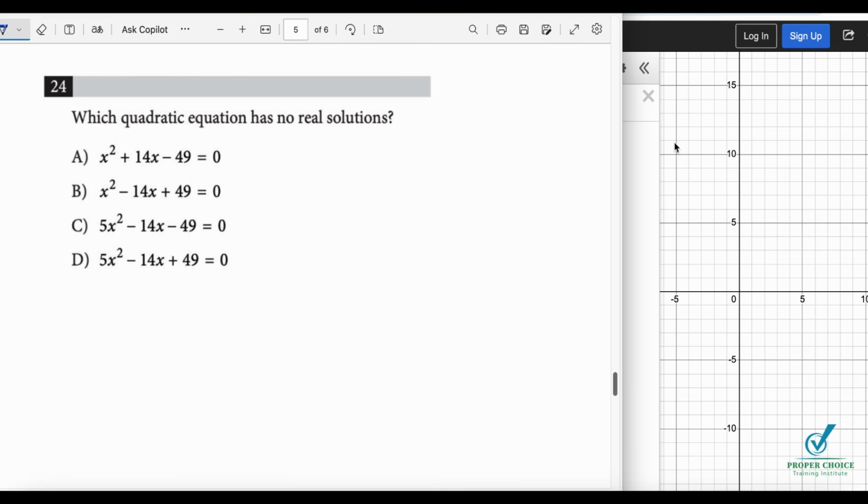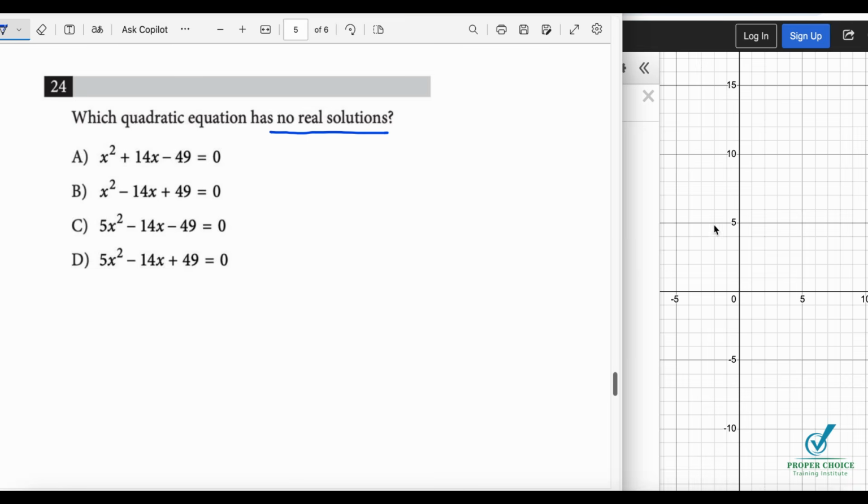Now let's talk about the next question here. Which quadratic equation has no real solution? Now how do I do this? As I already told, if an equation has no real solution, when you type it on Desmos, it should not give any value of x. It's a very similar concept we discussed previously. If the x value you are getting is 1 or 2, it has one solution or two solutions and so on.